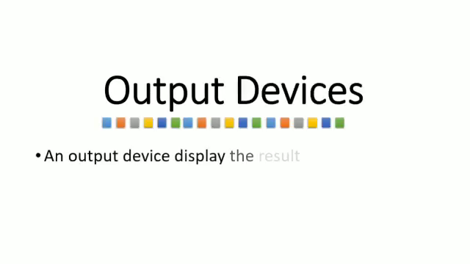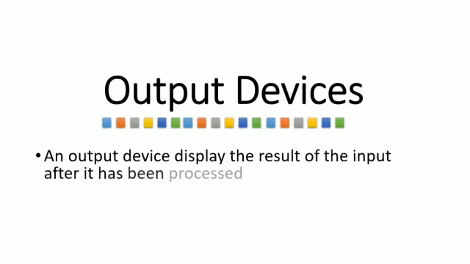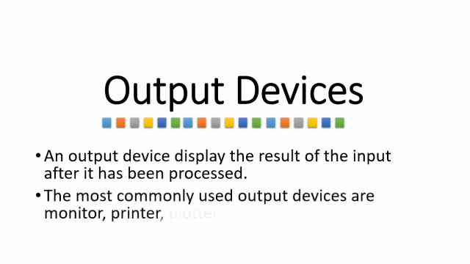Now let's learn about output devices. An output device displays the result of input after it has been processed. When we are giving input, our CPU processes it and produces output. That output we can see on output devices. The most common output devices are monitor, printer, plotter and speakers.